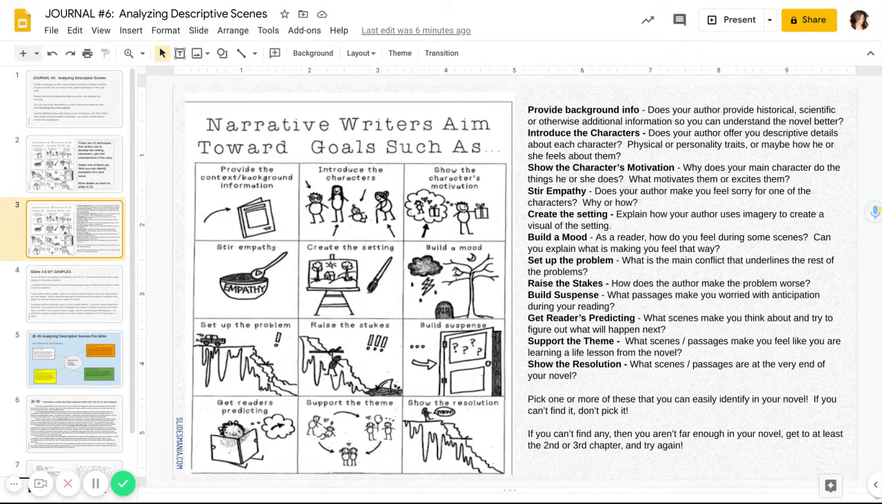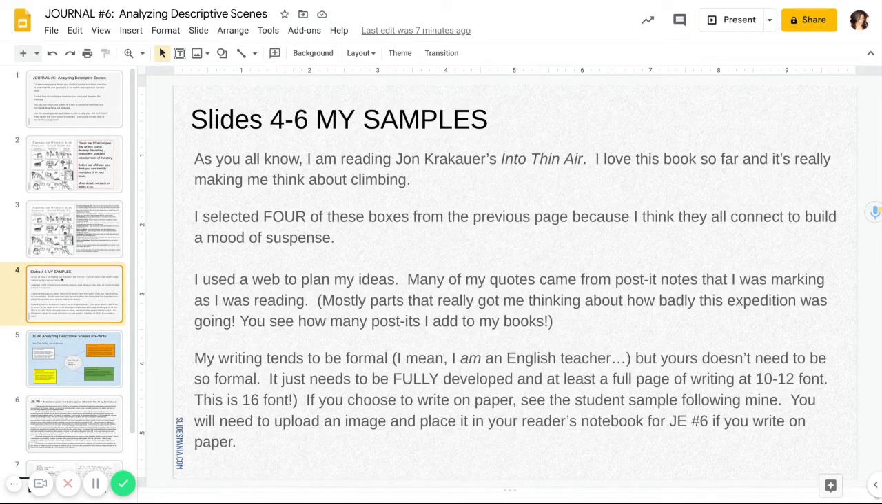Pick one or more of these that you can easily identify in your novel. If you can't find it easily in your novel or an example of it, then don't pick it. Usually, you'll know when you're going through these or when I was explaining them, there might have been scenes that were popping up in your head in your novel that you knew kind of matched these. If nothing was popping up in your head, then maybe you're not that far along in your novel yet. And maybe you need to spend some time reading chapters 1, 2, and 3 of your novel, and then come back to this and try it again at a later time.